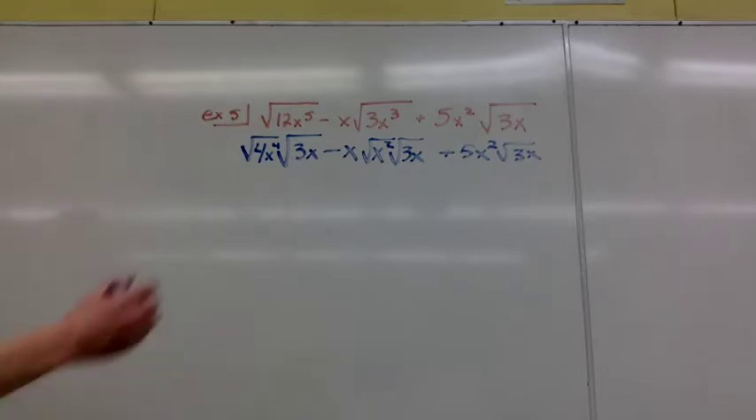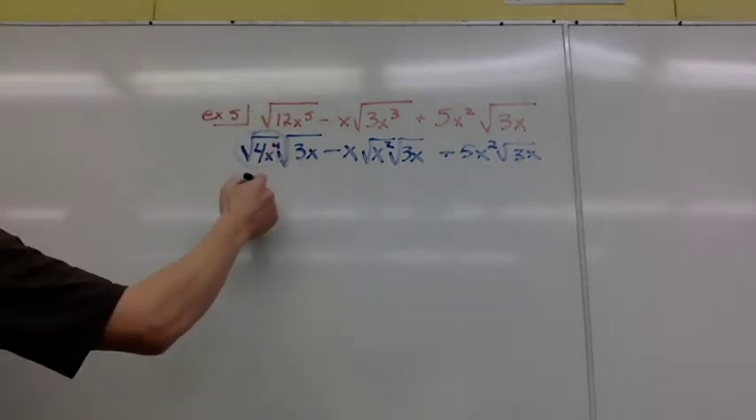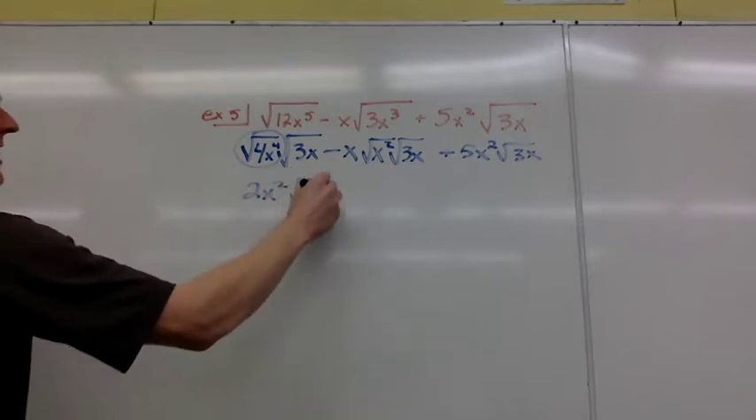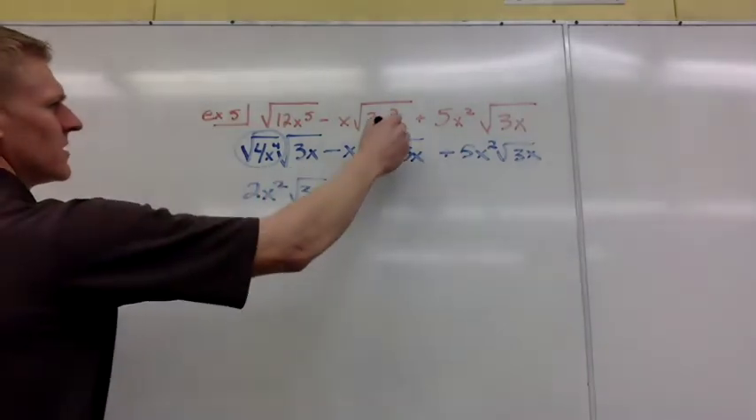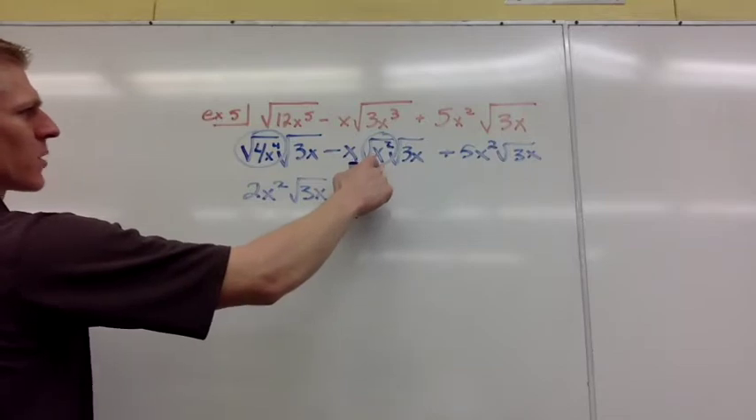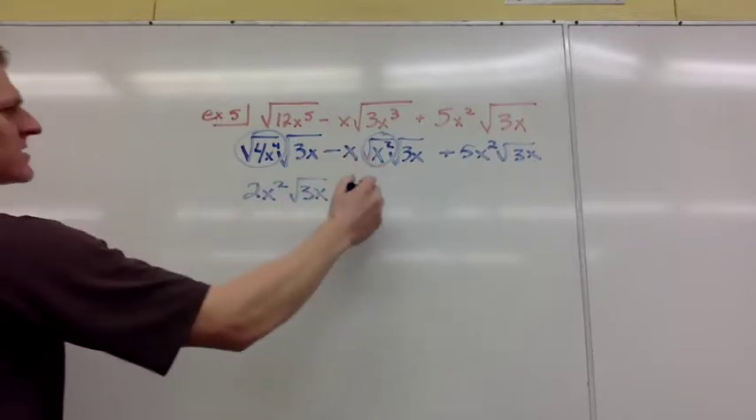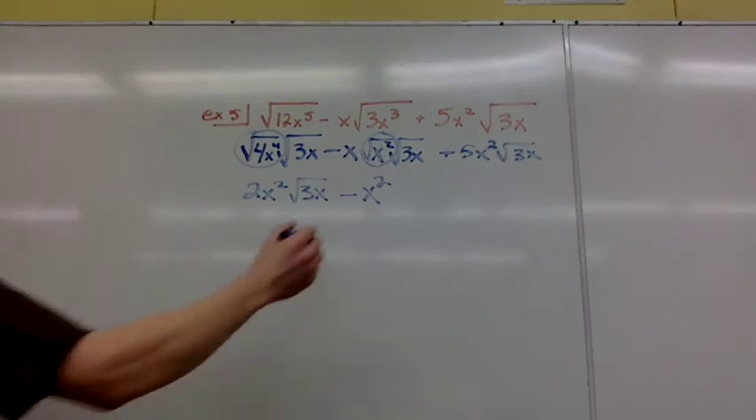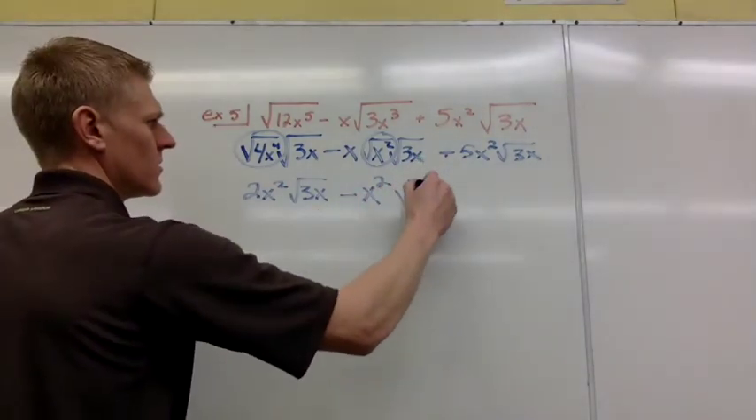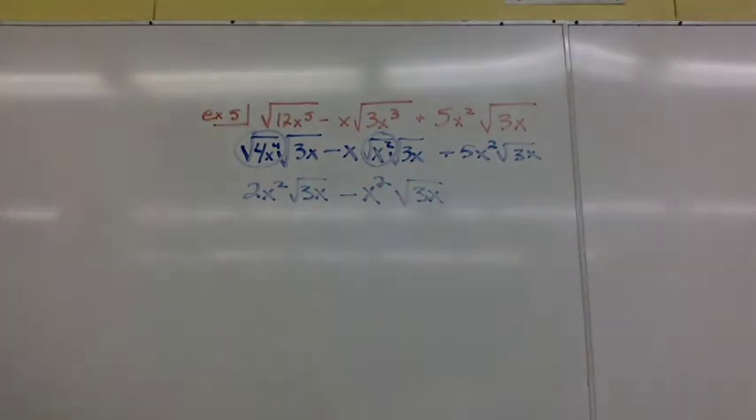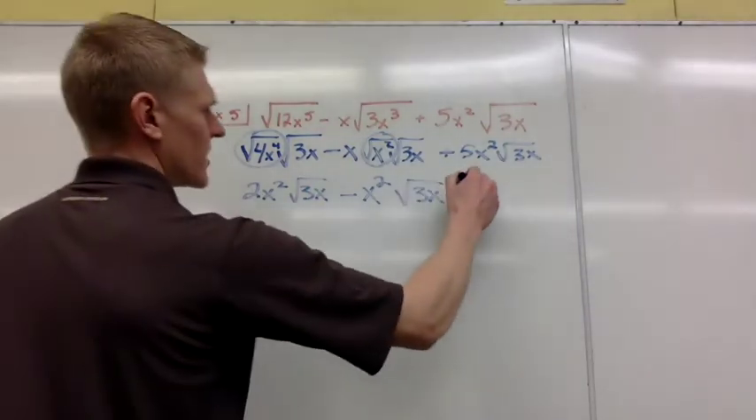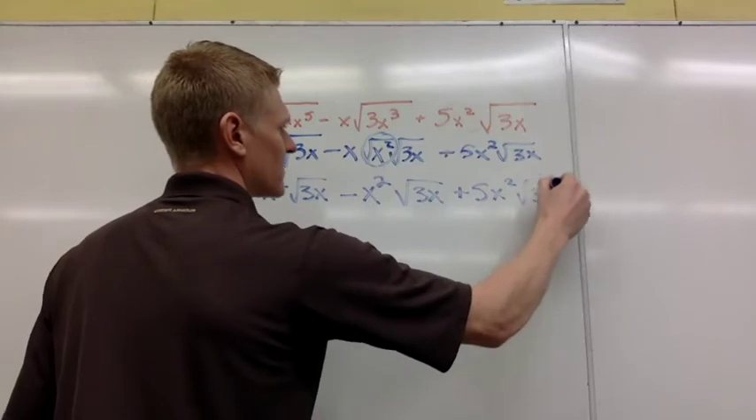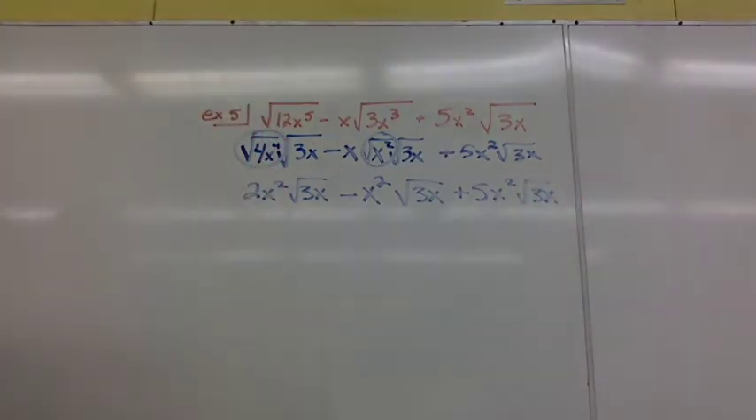As we continue, I could circle my perfect square pile here out of the first one. That's 2x squared square root of 3x minus, this would be x in my perfect square pile, times the x that I have would make x squared square root of 3x. And then in my last one, we just said earlier that one was done, so it's plus 5x squared square root of 3x.